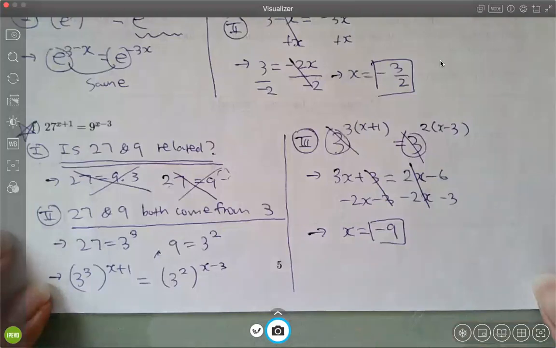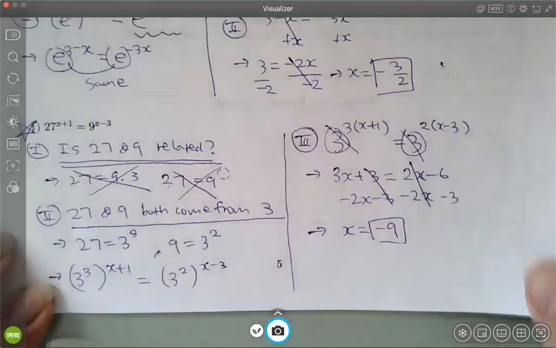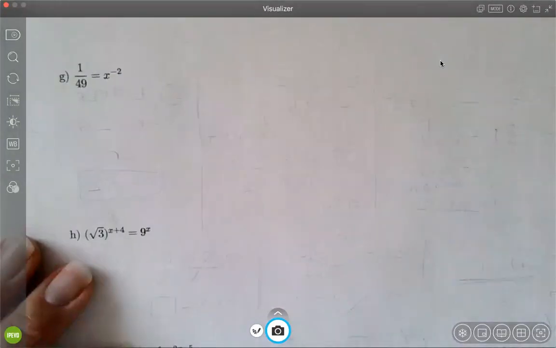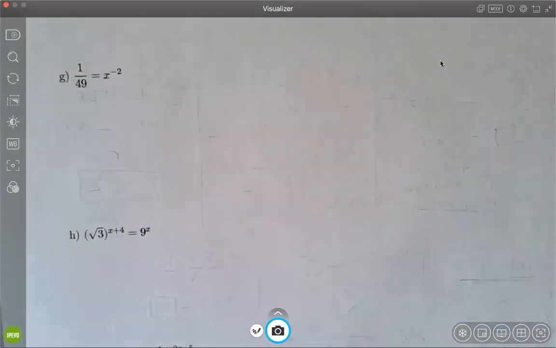And then, can I go to the next page? Yeah, okay. So now G. 1 over 49 is equal to x to the power negative 2. Okay, so now here, what can we first do?